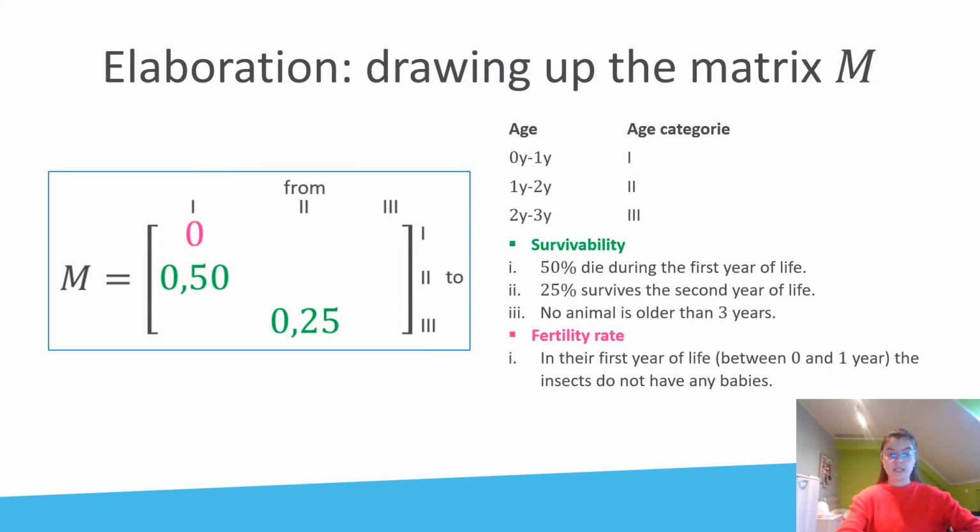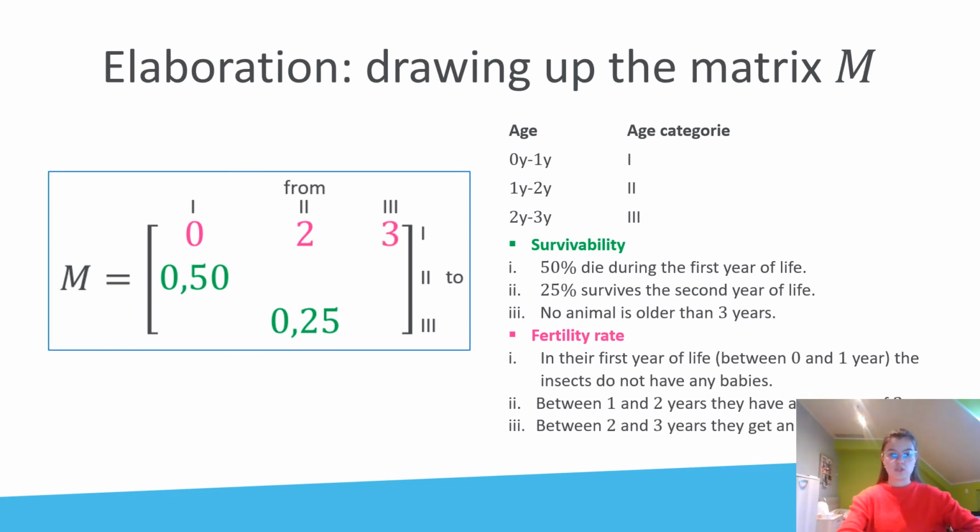Now we look at the offspring. We read that the insects do not have offspring between 0 and 1 year. So we note a 0. Between 1 and 2 years, they have an average of 2 babies. So we note 2 in the first row in age category 2. This means that going from age category 2 to 1, because a little one that has just been born is between 0 and 1 year.